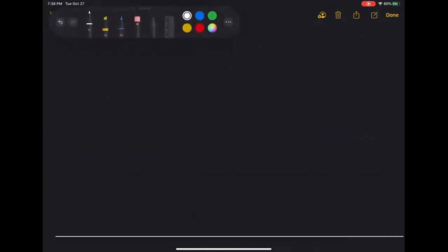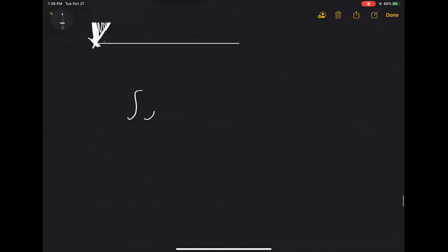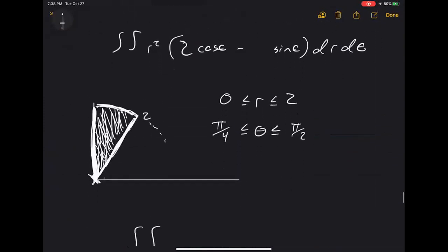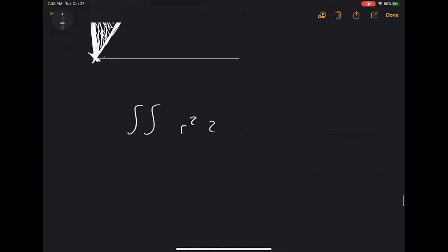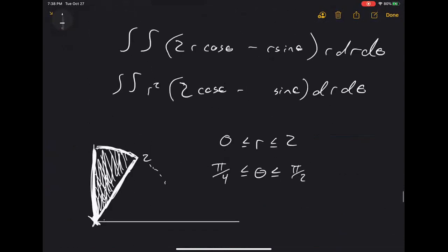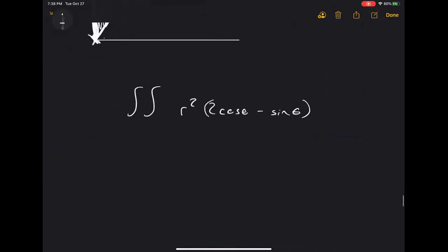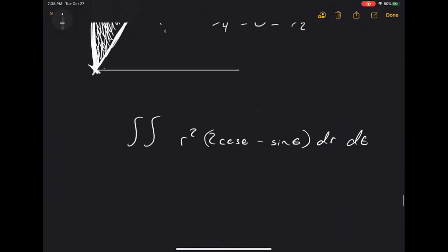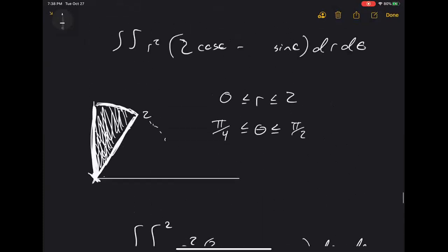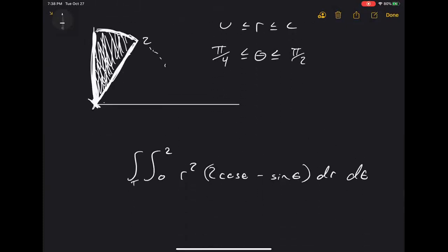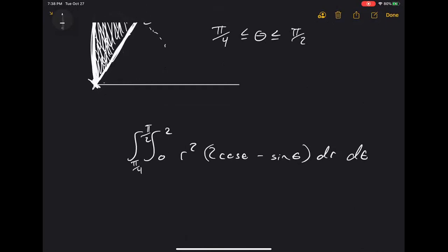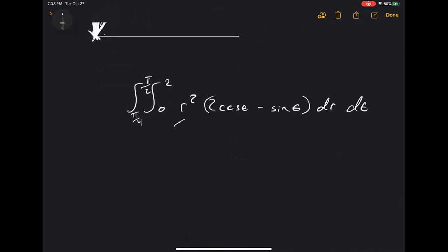So to finish, I have my bounds now for my integral. What did we say our function was? r squared times 2 cosine theta minus sine theta. And we did dr d theta, so I put my r bounds first, 0 to 2, and our theta bounds next, pi over 4 to pi over 2. Then I just integrate, and there's nothing hard about this integration. This r squared becomes r cubed over 3, and I evaluate it, and I get 8 over 3.